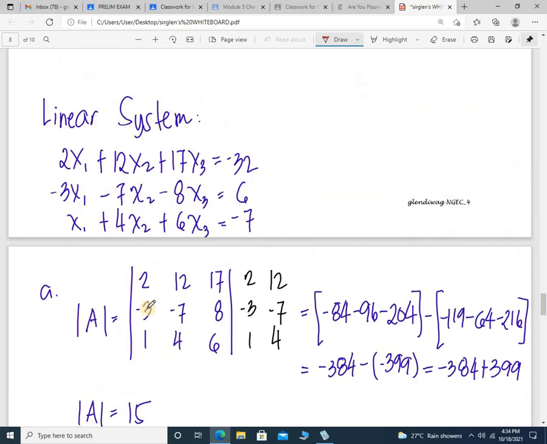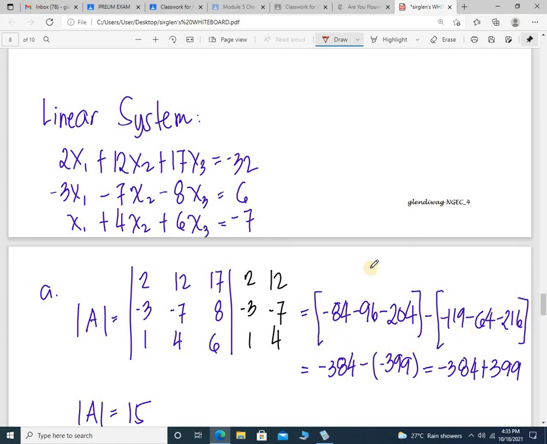So using Cramer's rule, the first step is to take the determinant of matrix A. The first column is 2, negative 3, 1. The second column is 12, negative 7, 4. And the third column is 17, negative 8, and 6. Now notice that I have copied the first column, 2, negative 3, 1, and then the second column, 12, negative 7, and 4. I deliberately did this so I can show you a form of solving the determinant of A using the diagonal method. So in computing, this is now equal to the first grouping minus the second grouping.